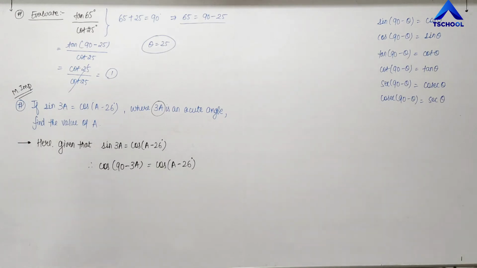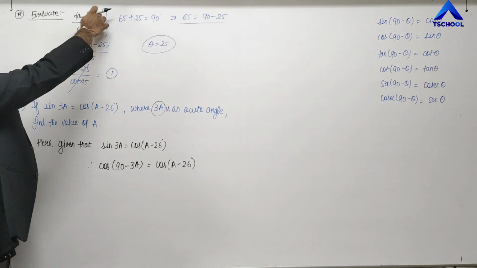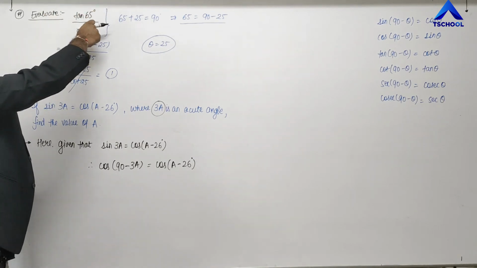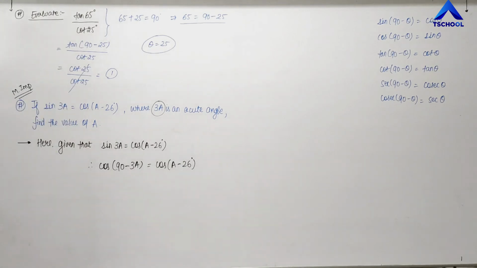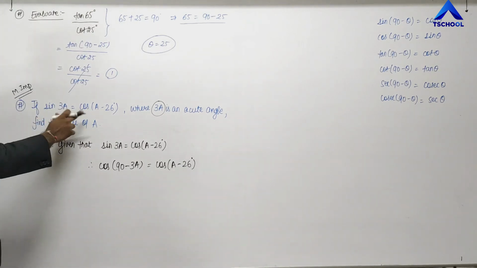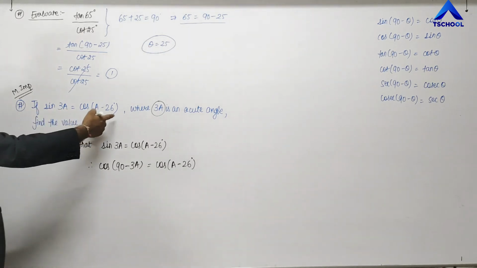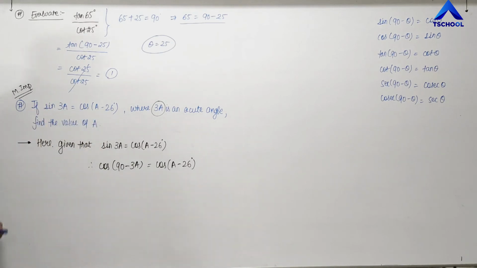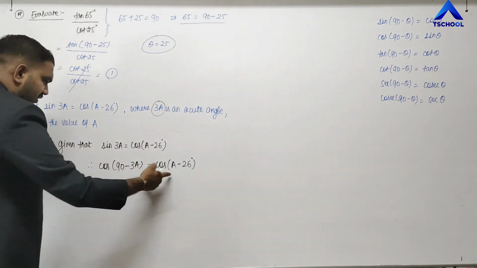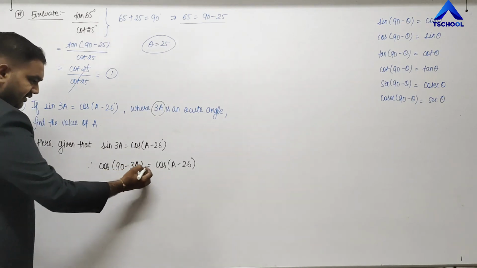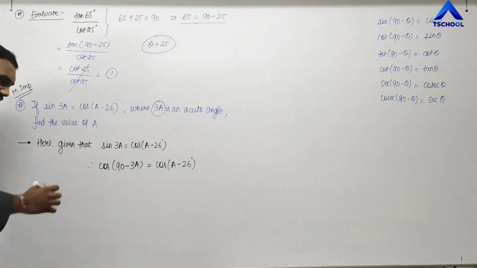You will not change both the ratios at the same time. Either change the numerator and keep the denominator as it is, or change the denominator and keep the numerator as it is. Here also, if you are changing on the left side then you will keep the right side as it is, and if you are changing on the right side then you will keep the left side as it is, right? So in our desi language, cos and cos are the same, both are equal, remove them.